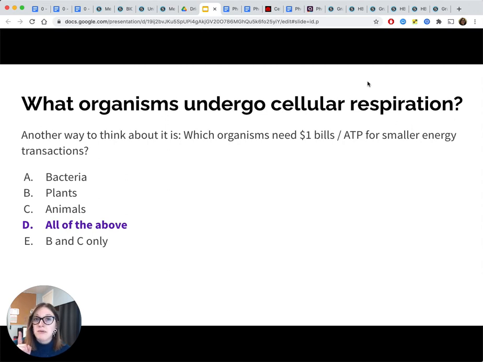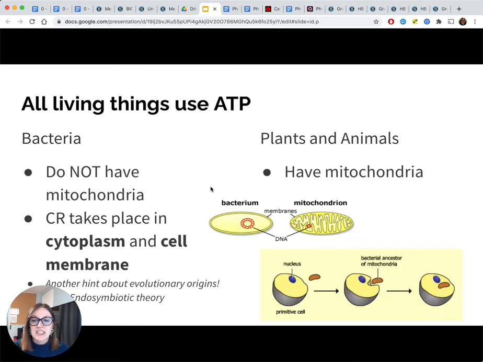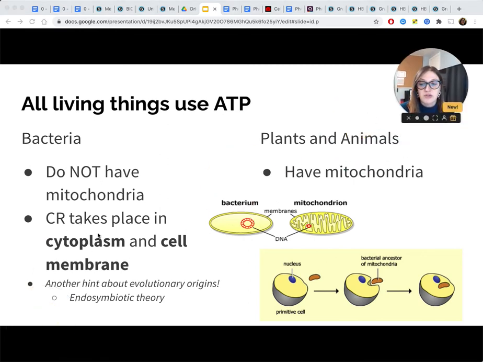Now, you might be remembering that bacteria, which are very simple unicellular organisms, do not have mitochondria. So if they don't have mitochondria, how do bacteria make ATP? Cool fact here is that bacteria, even though they do not have mitochondria, carry out cellular respiration in their cytoplasm and across their cell membrane. What's really interesting to think about here is that mitochondria have DNA inside of them. And they also perform the exact same function that bacteria do when they need to make ATP.